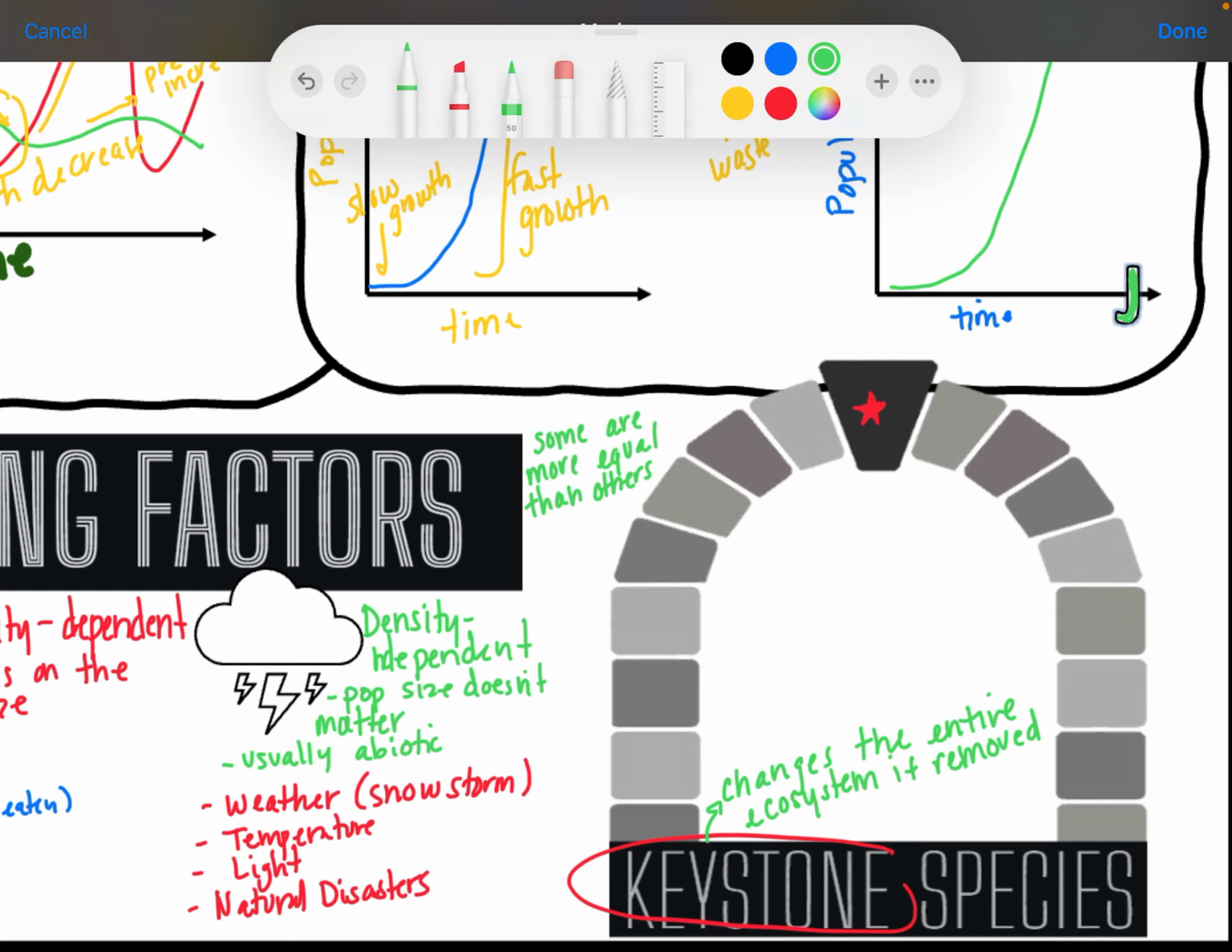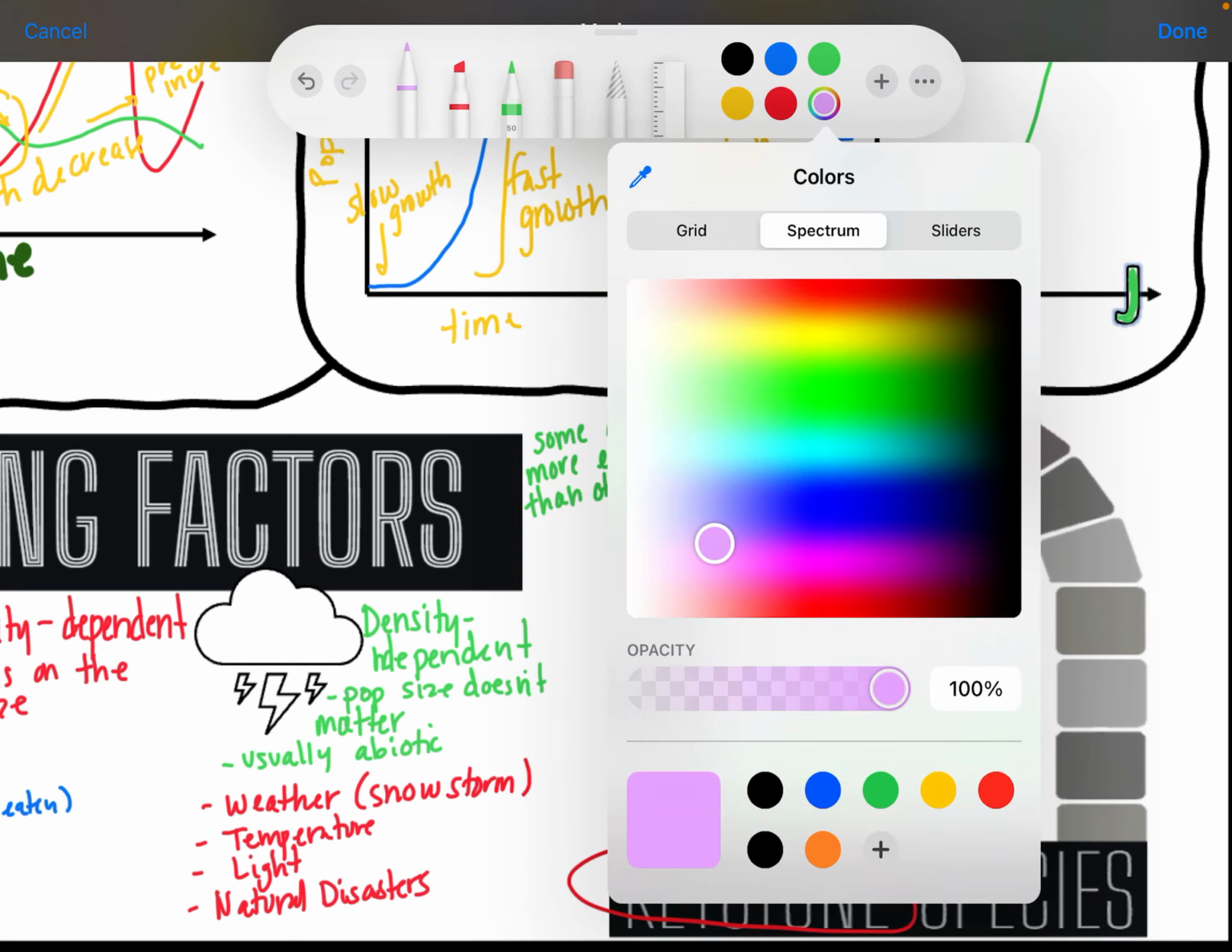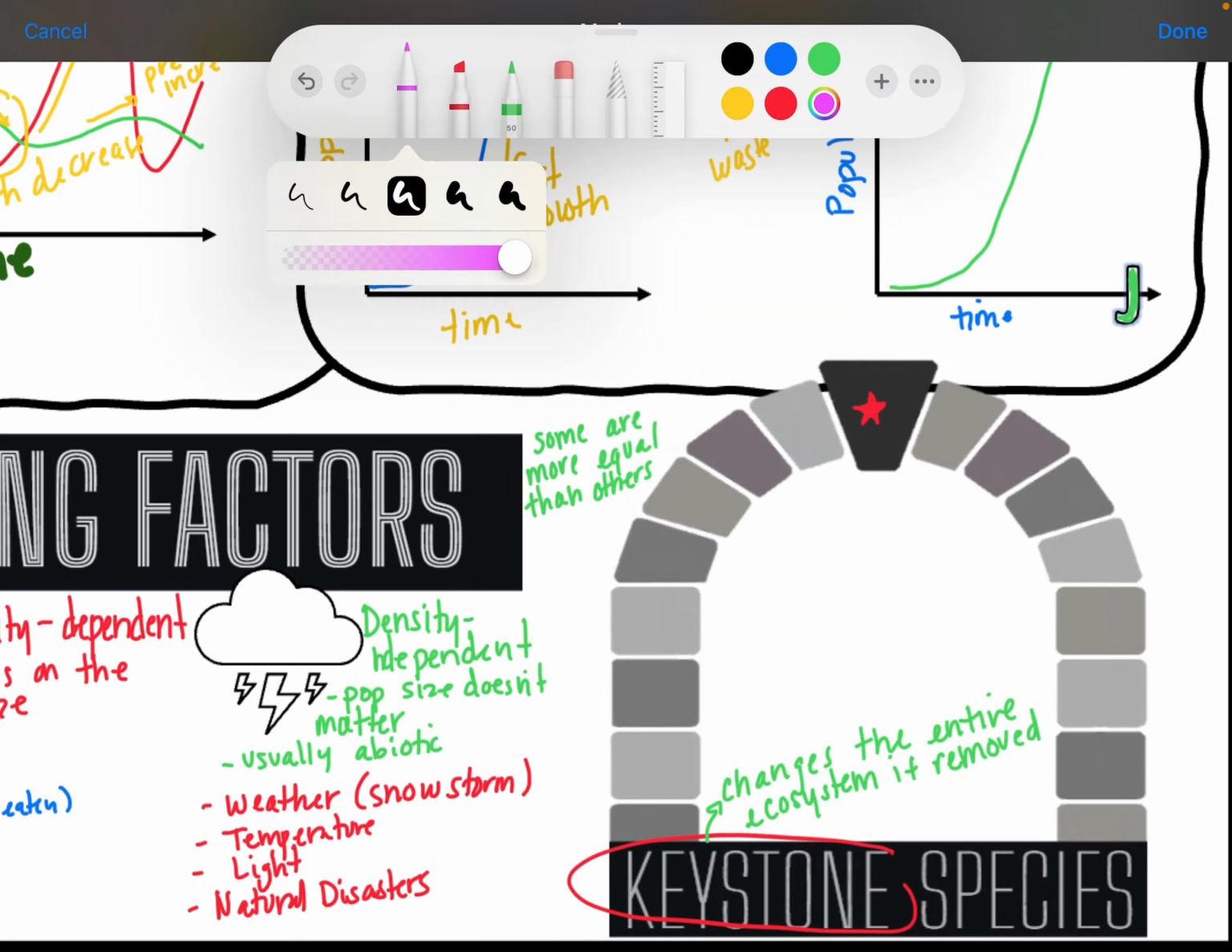And we talked about this. I'm going to draw a little starfish. To remind you that this originally came from, that's a terrible looking starfish, from Robert Paine, who discovered the idea of a keystone species when he took starfish and hurled them out into the ocean and discovered that the entire tide pool was forever changed by the loss of these starfish.